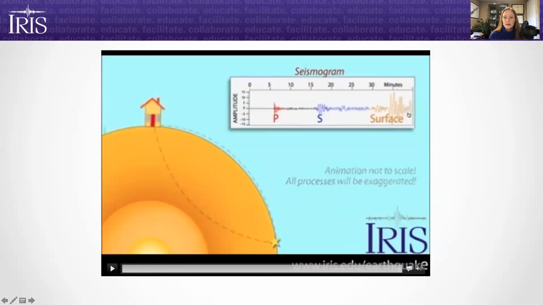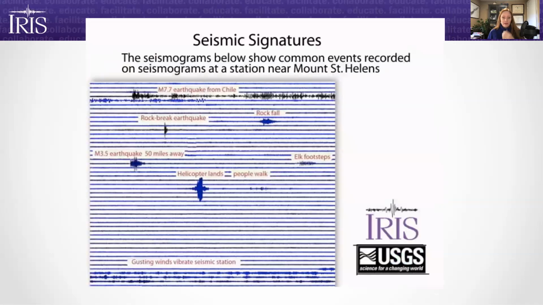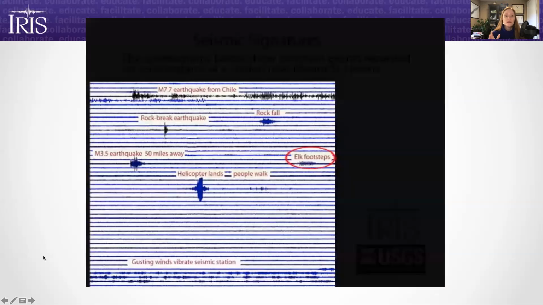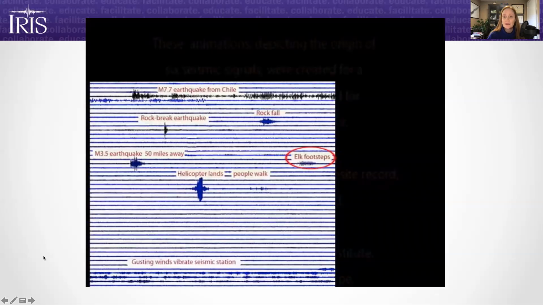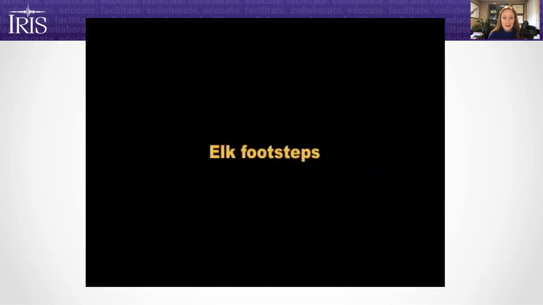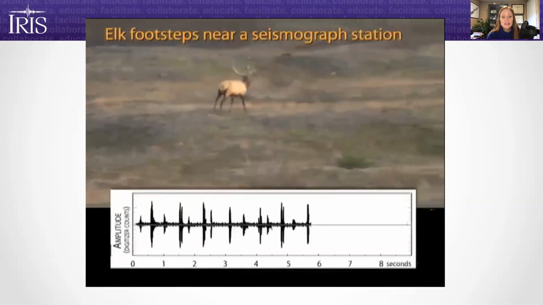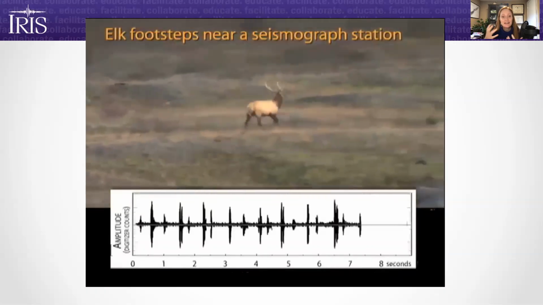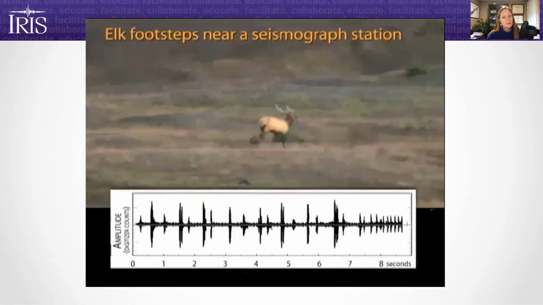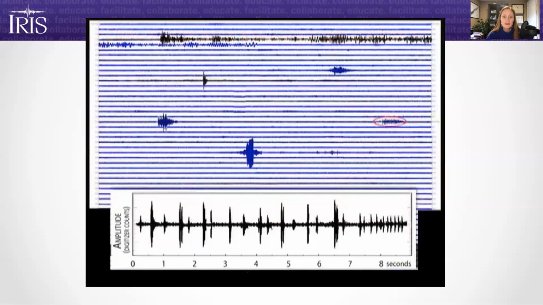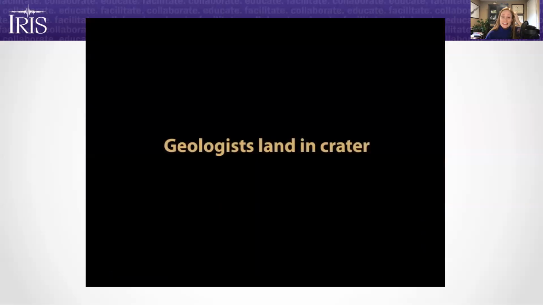Interestingly, seismometers can record anything that shakes the ground, not just earthquakes. So let's look at some of the other things that seismometers have recorded. All of these seismograms, the recordings from seismographs, show events recorded at a seismometer in Mount St. Helens. First, elk footsteps. This is crazy, right? This elk was running near a seismic station and we can actually detect its footsteps. Hoofsteps? Footsteps.